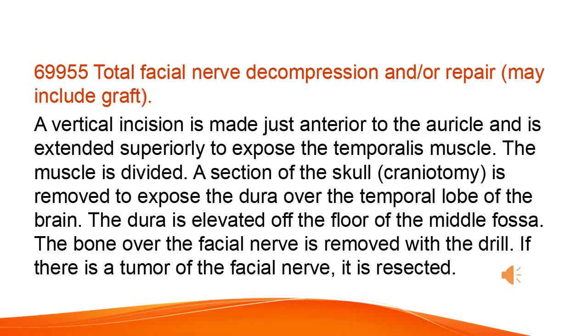A vertical incision is made just anterior to the auricle and is extended superiorly to expose the temporalis muscle. The muscle is divided. A section of the skull, craniotomy, is removed to expose the dura over the temporal lobe of the brain. The dura is elevated off the floor of the middle fossa.